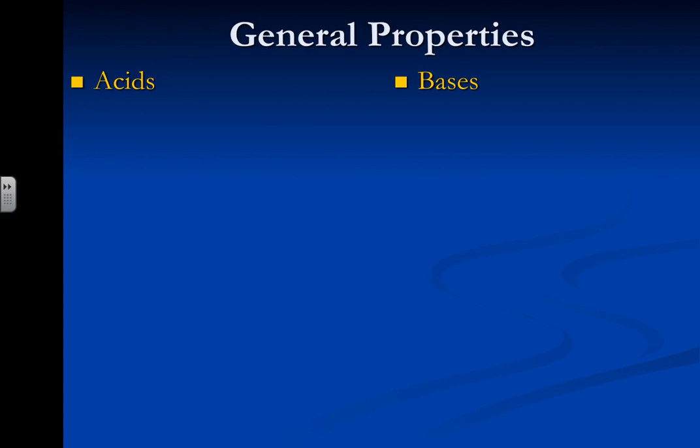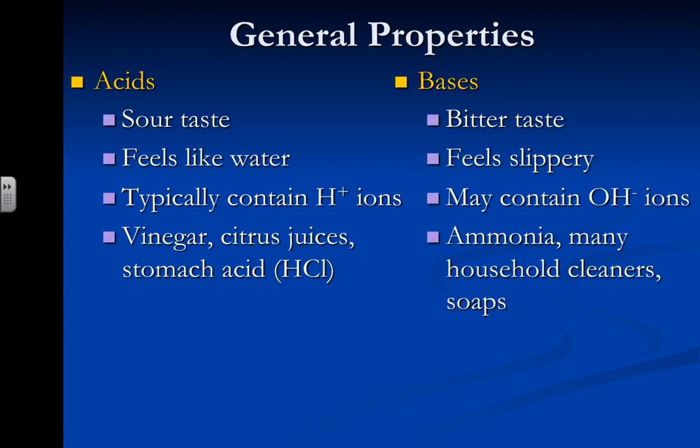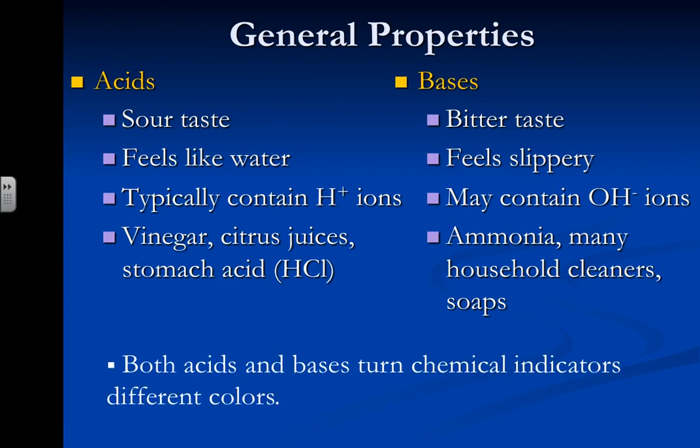So here we go. All right, so general properties of acids and bases. This is all stuff that you should have learned in general chemistry. How they taste, how it feels, what actually makes it up, and some common examples, and the fact that they turn chemical indicators different colors. So just take a moment, read through this list. If there's anything that shocks you, write it down. We'll talk about it, but pause if you need to for a second here.